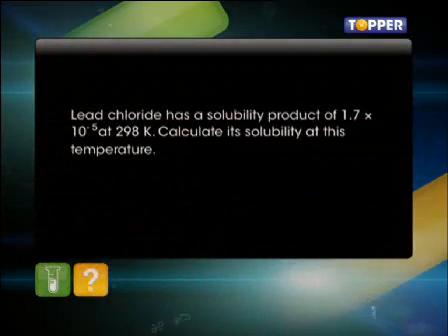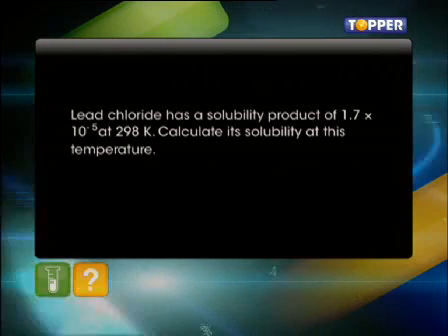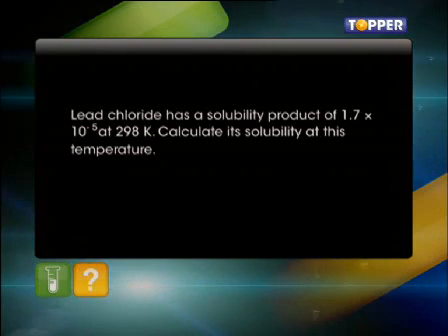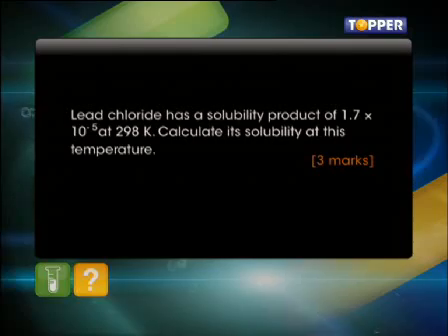I know you have a good hold on this topic, but presentation is important too. So, take a look at this question and pay close attention to how it is answered. Here is your question. Lead chloride has a solubility product of 1.7 times 10 to the power minus 5 at 298 Kelvin. Calculate its solubility at this temperature. For 3 marks, here is how you must answer this question.